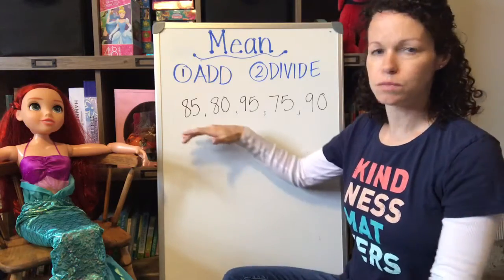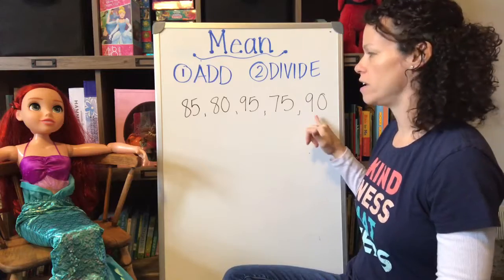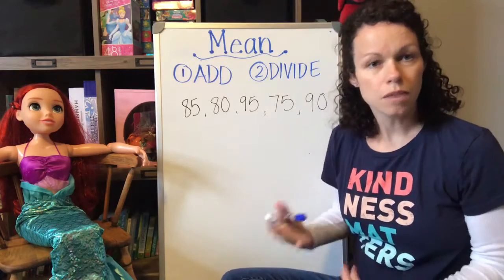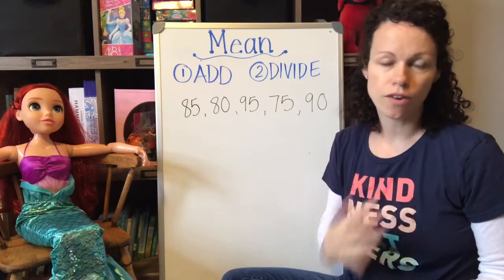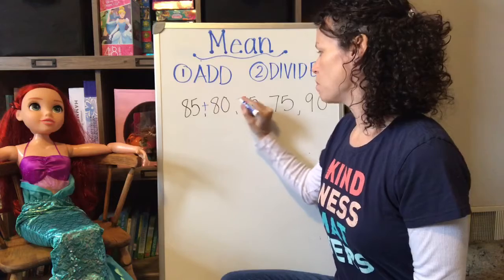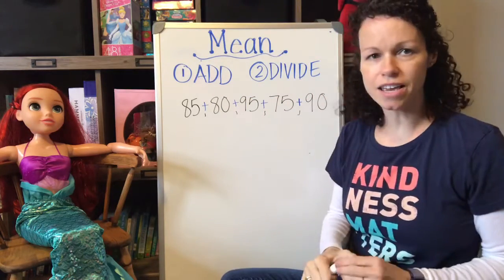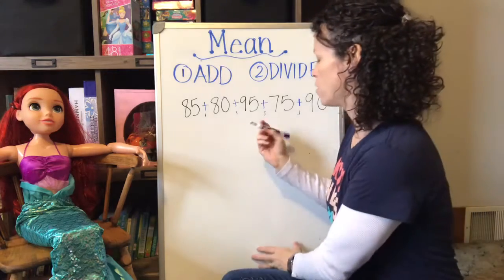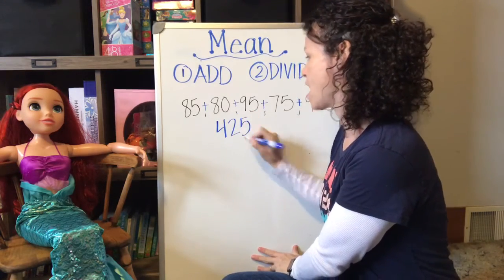So say I had some test scores here. I have 85, 80, a 95, a 75, and a 90. If I wanted to find the mean, or what we call the average of those test scores, I'm going to first add up all those numbers. So when I add up 85 plus 80 plus 95 plus 75 plus 90, I get 425. So 425 is what I get when I add it up.